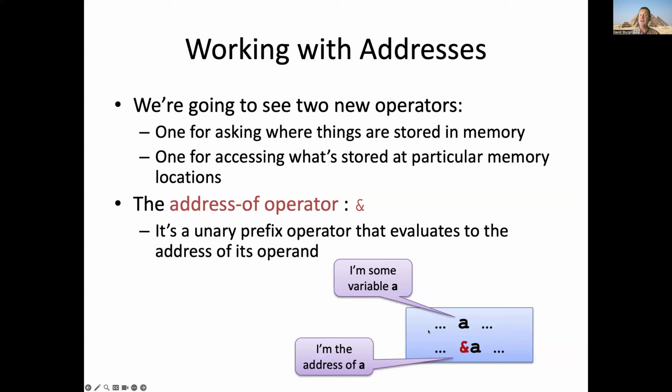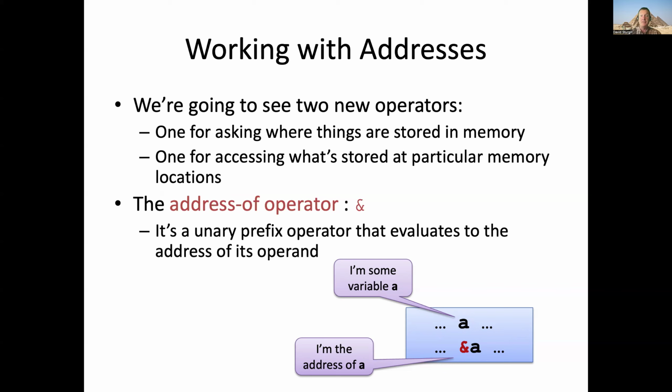So normally if you had a variable A, if you just said A, you'd be talking about the thing stored in A. What's its current value? But if you say ampersand A, then you're asking for the address of A. Tell me the memory address where A starts. So here's how you get addresses for things.